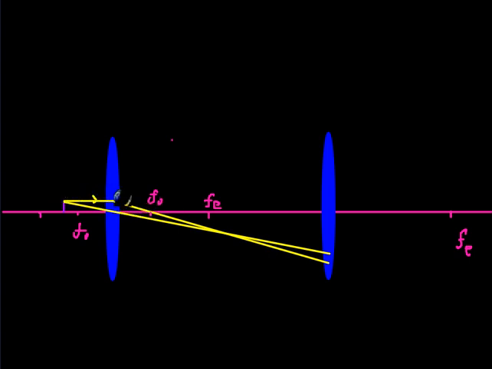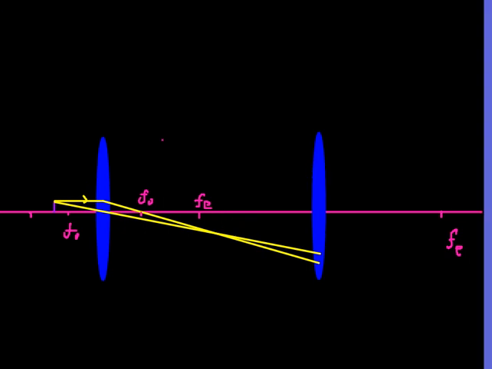So the first one goes parallel to the principal axis, then it goes through the focal point, then we draw a ray going from the top of the object through the center of the lens, and where they cross is the place where the image has been formed. So the image will have been formed here where the two rays cross.